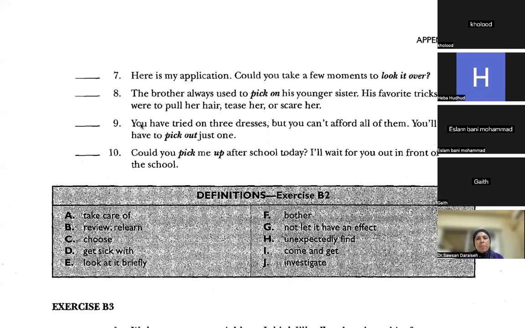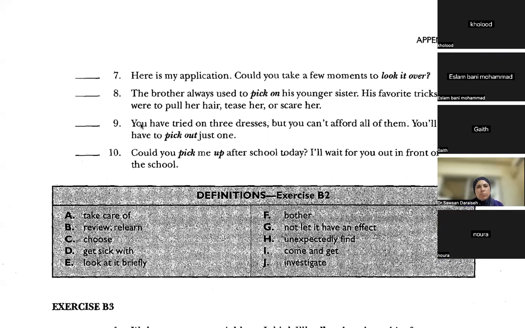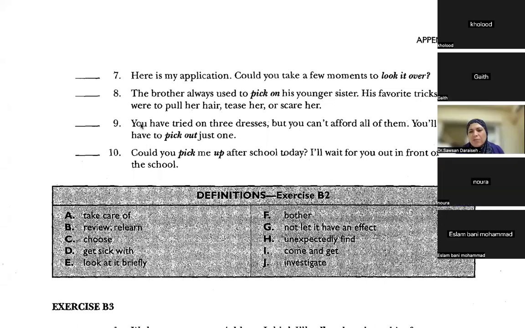Go ahead. I have tried on 3 dresses, but you can't afford all of them. You will have to pick out just one. It means choice, to choose. You have tried on 3 dresses. Maybe this is your daughter or your sister, and they would try on sometimes 3 dresses, but you cannot afford all of them. They're all expensive. So you'll have to pick one, or pick out just one. Pick out means, as you just said, to choose. Thank you so much.